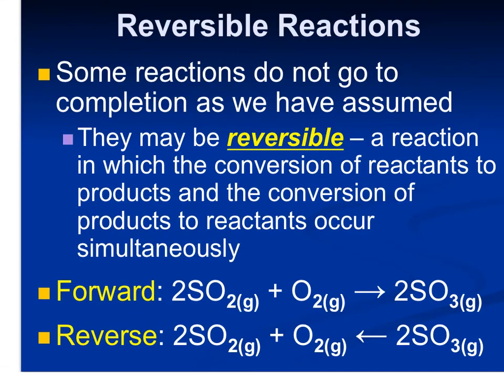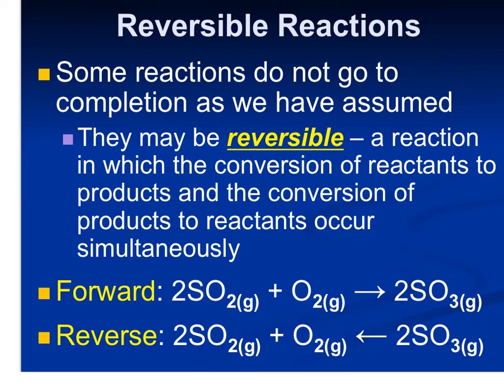So when we're talking about equilibrium, we're generally talking about reactions that are reversible. Some reactions do not go to completion, and we'll talk about this in AP Chemistry, that actually most reactions don't go to completion. There's a lot of reactions that can be reversible. So a reversible reaction is one in which the conversion of the reactants to the products and the conversion of the products to the reactants occurs simultaneously.